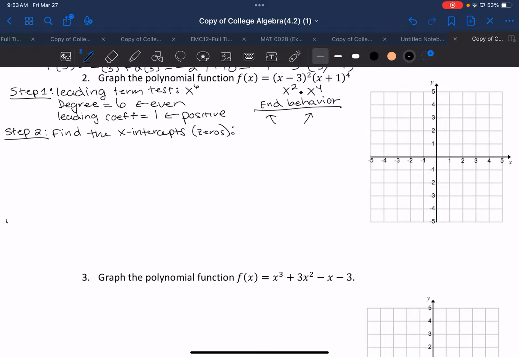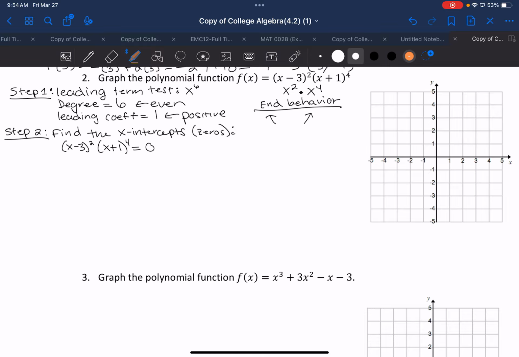So we're going to find the x-intercepts, which are the same thing as the zeros. And we do that by setting the entire function equal to 0, and then solving for x. So just by looking at this, what would my zeros be? 3 and negative 1. Perfect.